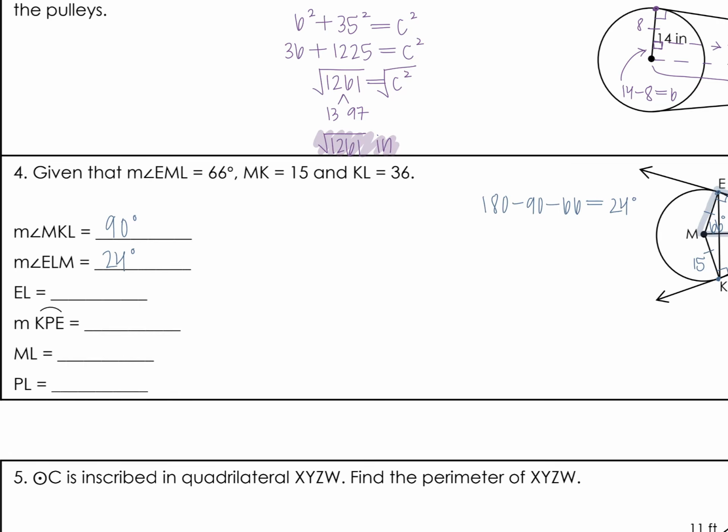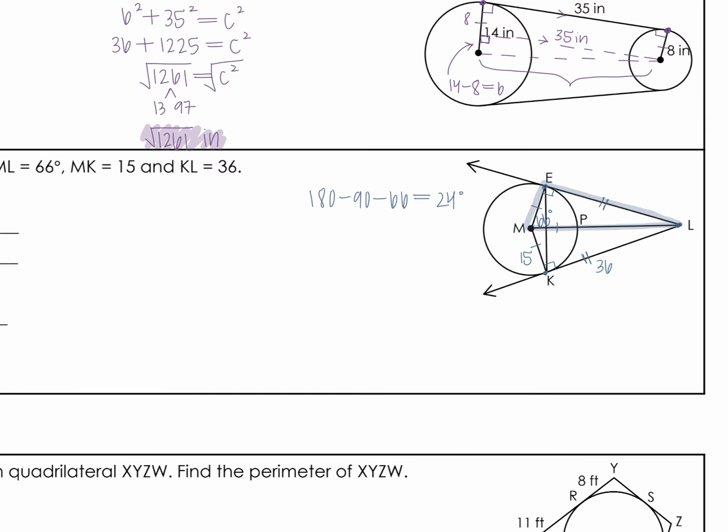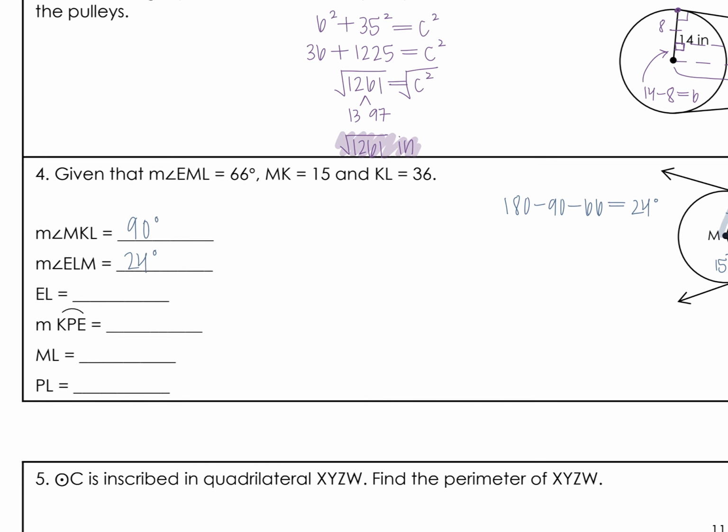Okay, from there we are asked to find the length of EL, which I already did. I mentioned earlier that EL was congruent to that 36 that was given. So I know that length.